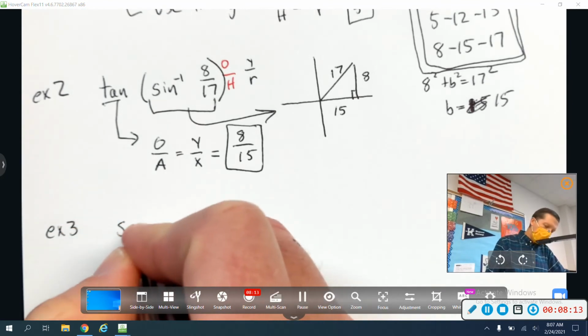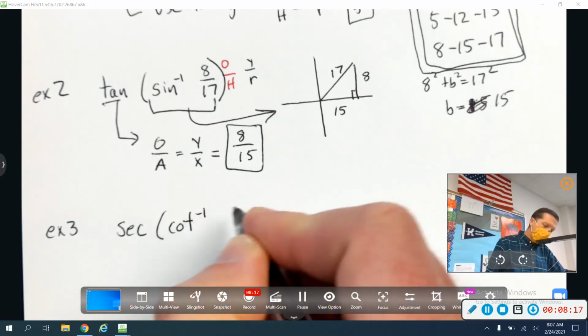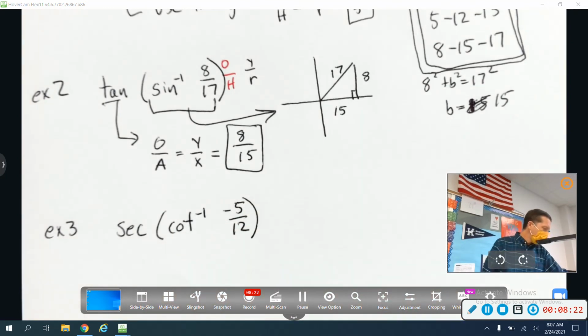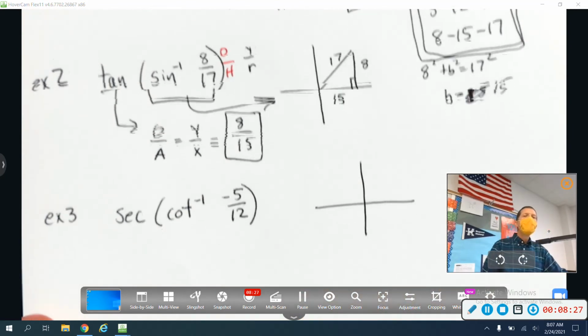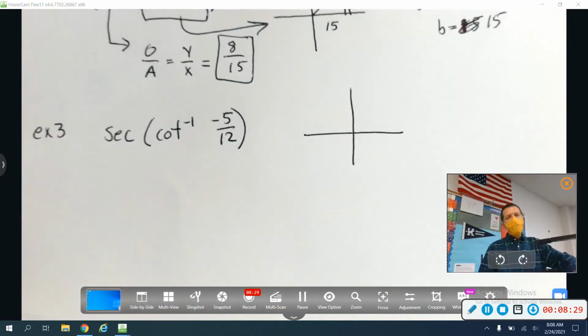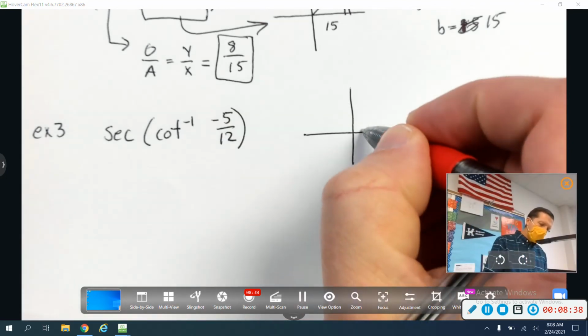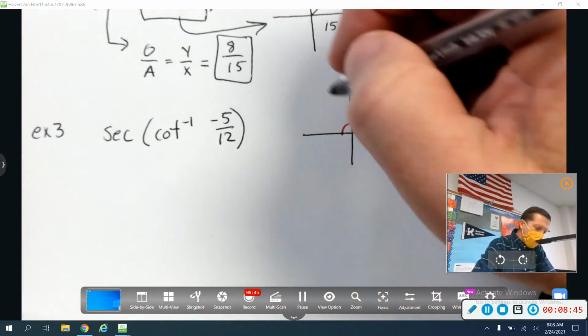Well, let's see if we can make it complicated here. Secant of inverse cotangent of negative 5/12. All right, same process, just a little harder because we're not as familiar with cotangent and secant probably. Cotangent has got to come from 1 or 2. This one's negative, so it's got to be in quadrant 2.